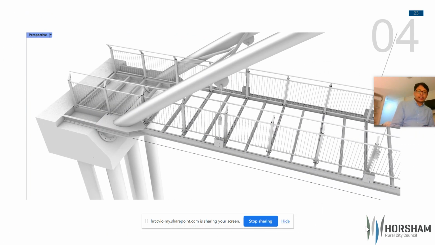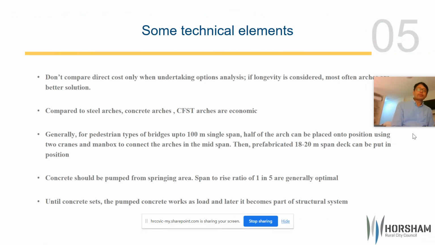This is the detailed connection and all the design. Basically, the piers there and the hangers. Just like that. Very normal.